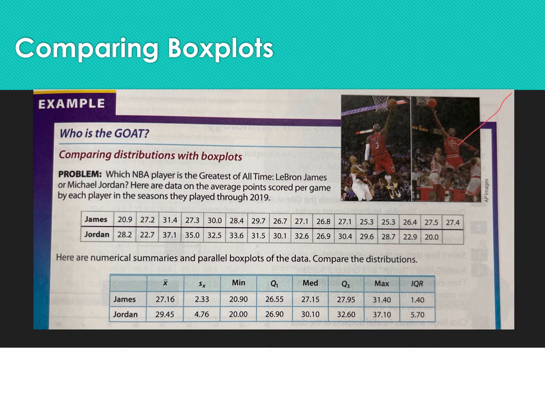So here's our 5-number summary. LeBron James averaged 27.16 points, and Michael Jordan averaged 29.4 points, 4.5 points. Michael Jordan's standard deviation is higher, right? Remember, that means on average his points per game varied from the mean 4.6 points, okay?